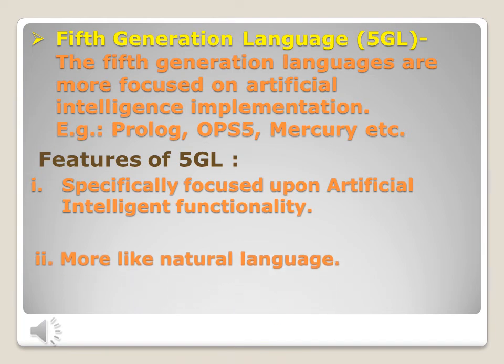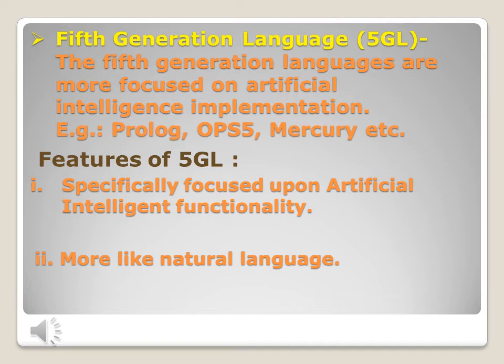The fifth generation languages are more focused on the artificial intelligence implementation. That means the computer should also decide by itself how to perform different operations. For example, Prolog, OPS5, Mercury, these all are the different examples of the fifth generation language. Still, the scientists are working on the fifth generation language.